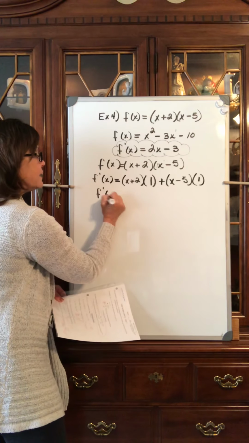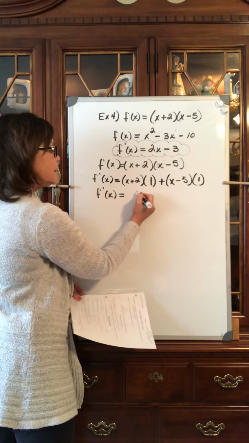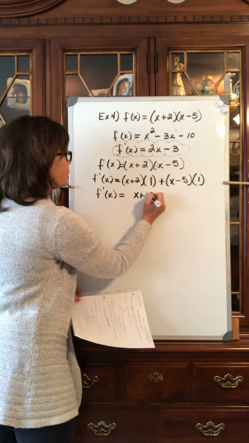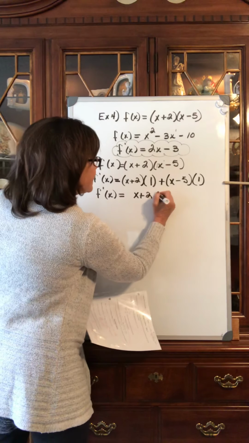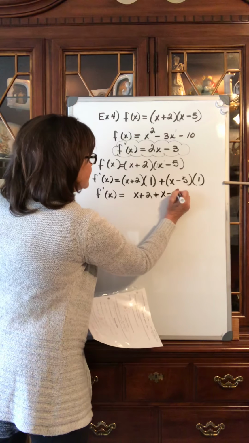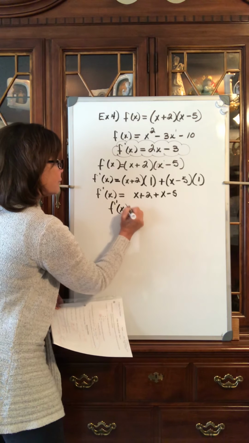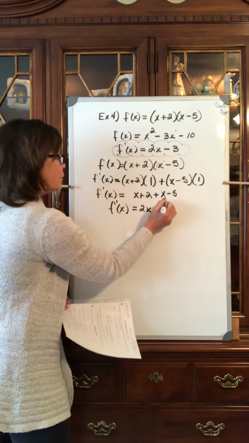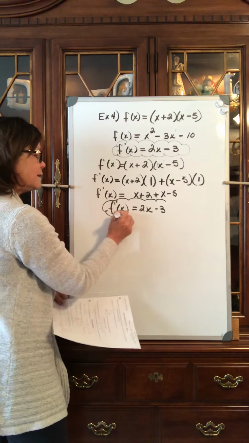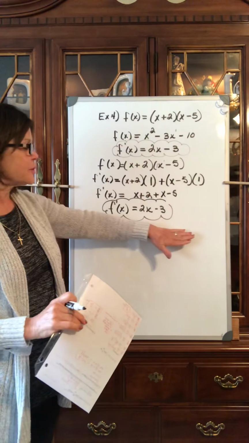So the first derivative, x plus 2 times 1 is just x plus 2. X minus 5 times 1 is x minus 5. When you combine like terms, the first derivative is 2x minus 3, which is exactly the same thing that we got by multiplying the functions together.